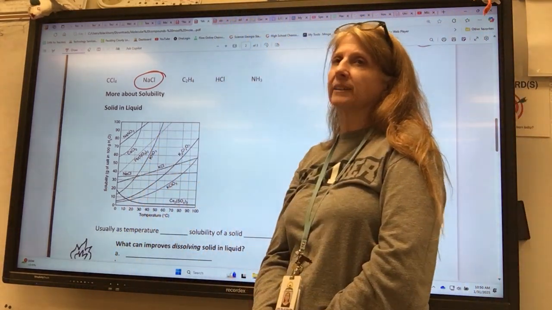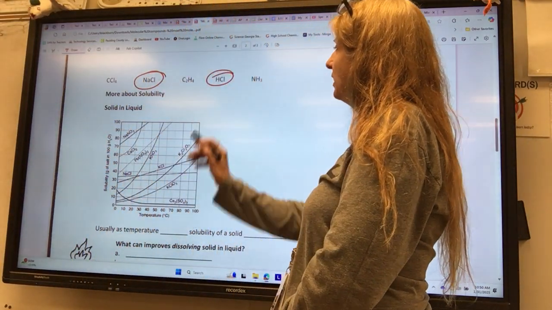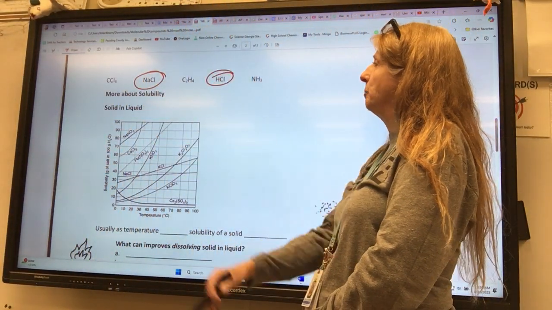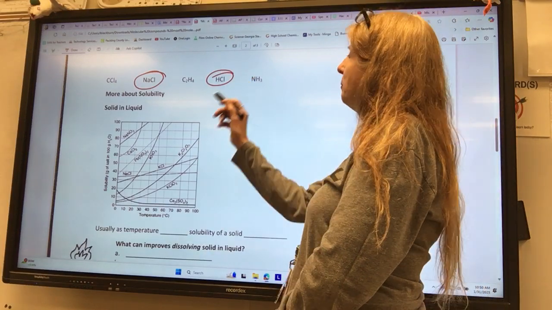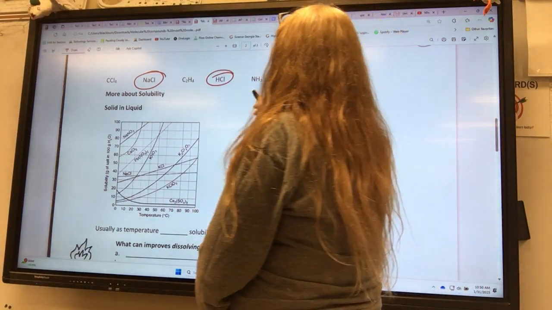HCl, hydrochloric acid. Yes, it's very polar, isn't it? That hydrogen doesn't get the shared pair. It's going to break up in water. How about ammonia? Yes, I saw a nod yes. Why?